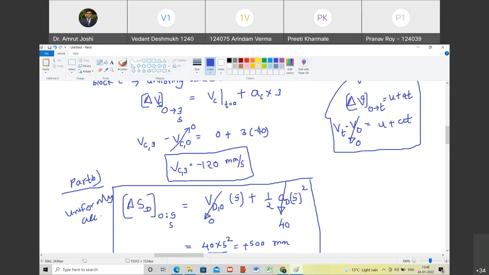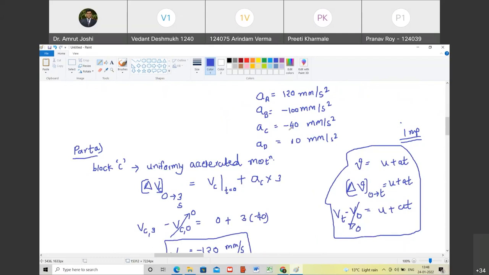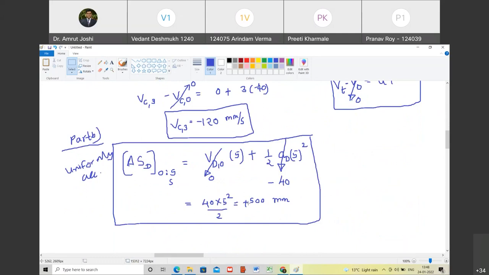What is velocity of block D at time 0? 0. So therefore the first term vanishes. What is acceleration of block D? It is minus 40 mm per second square. Happy? Yes, sir. So therefore, how much is this? Tell me. Minus 40 into 5 square by 2. So that is minus 20 into 25. That is minus 500.